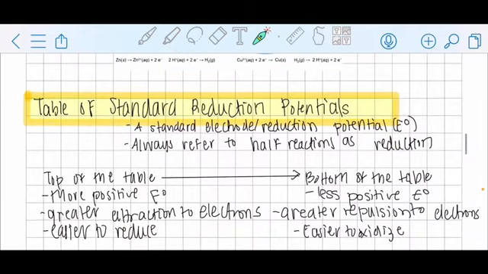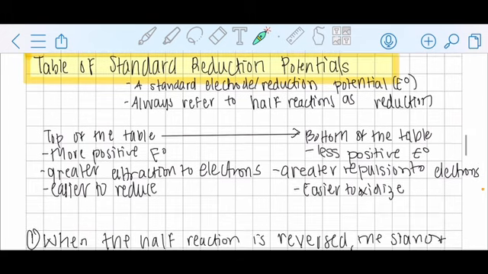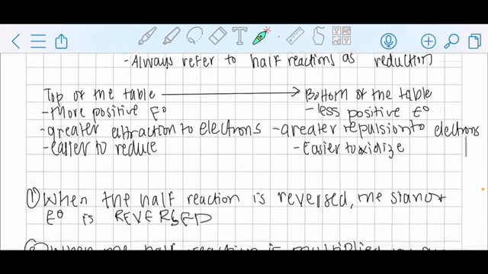The table of standard reduction potentials gives the standard electrode reduction potential, E with a circle. Always refer to the half reactions as reductions. At the top of the table, the E values are more positive because there is a greater attraction to electrons, meaning they're willing to be reduced or gain electrons. They're easier to reduce. At the bottom of the table, we have less positive E values and there's a greater repulsion to electrons, and that's why they are willing to donate or be oxidized.